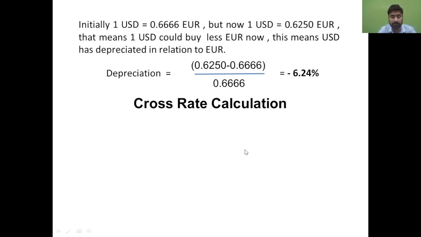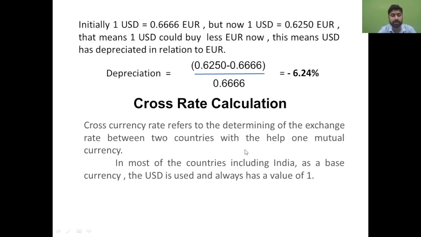So this process is this: with the help of two mutual currencies, you find out one currency pair. That process is known as your cross rate calculation. So this is the definition that you need to remember. Cross currency rate refers to determining the exchange rate between two countries with the help of one mutual currency. Okay, so the one mutual currency in my example was your USD.